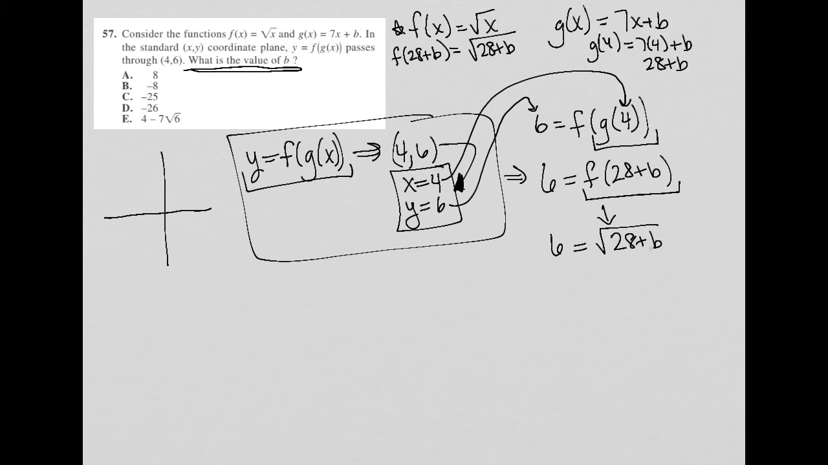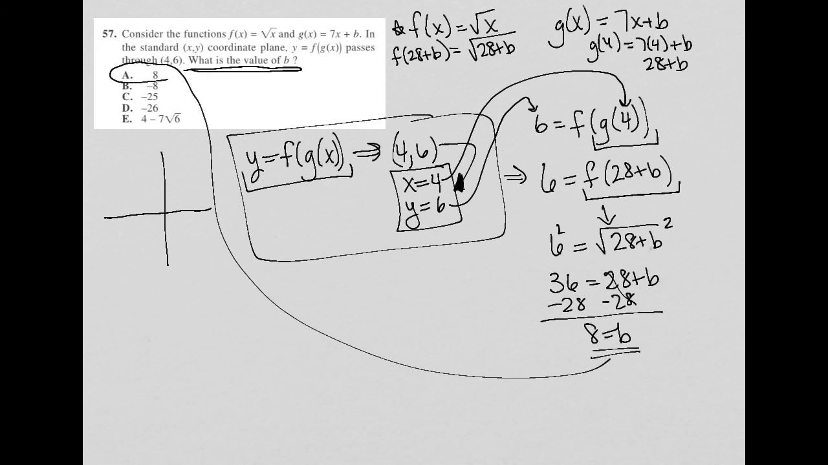But b is also under a radical. I don't want a radical there, so I'm going to raise each side to the power of 2. Because I know that when I raise a square root to a power of 2, the square root disappears. So 6 squared is equal to 36. And the square root of 28 plus b to the second power is just equal to 28 plus b. So then I can subtract 28 from both sides, right? So this question becomes a lot easier at this stage. And then I have 8 equals b, and therefore my final answer is choice A.